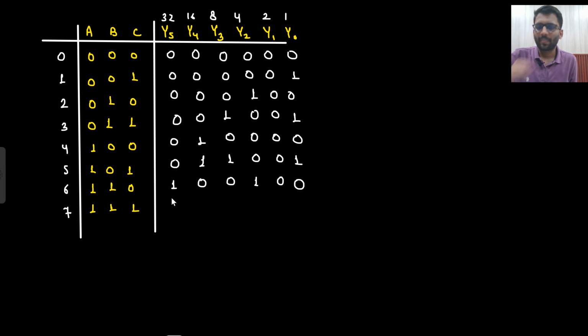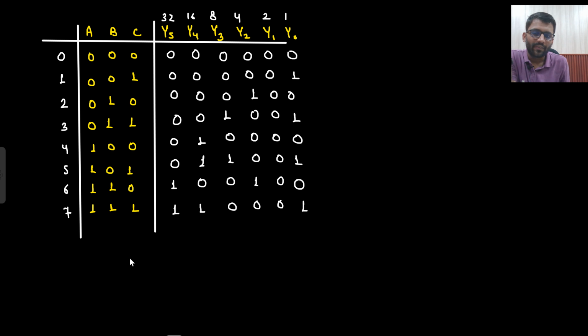And 49. So 32 plus 16 is what? 48, right? So 1, 1, 0, 0, 0, 1. Okay. Well and good. No issue. Now tell me one thing. Will I make the K-map here?